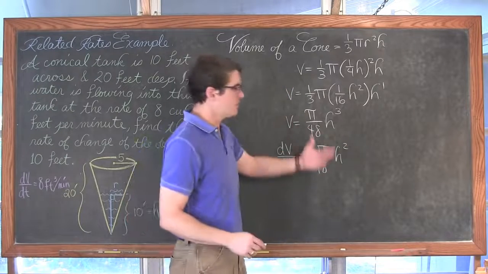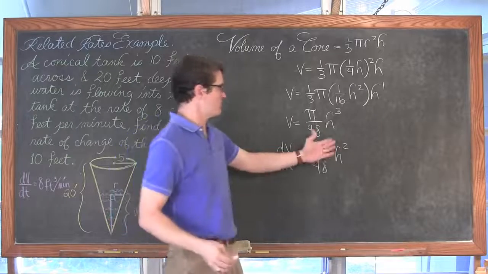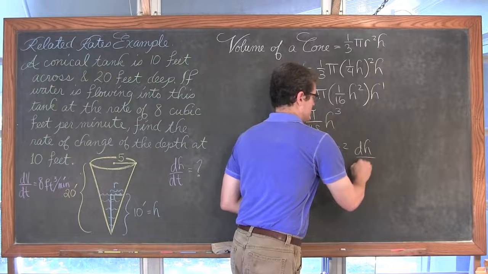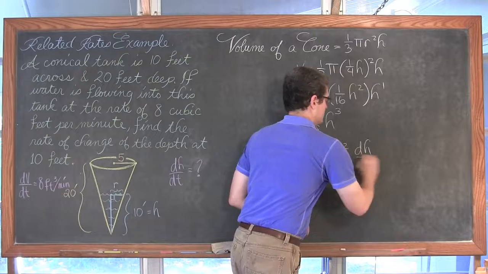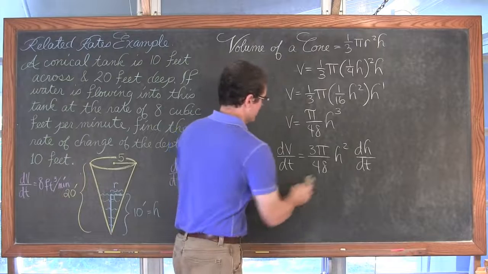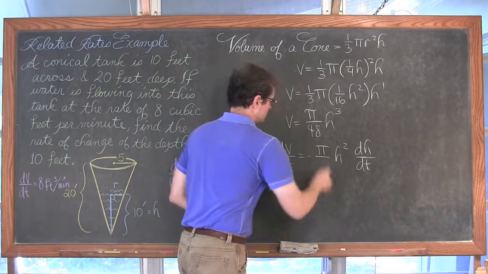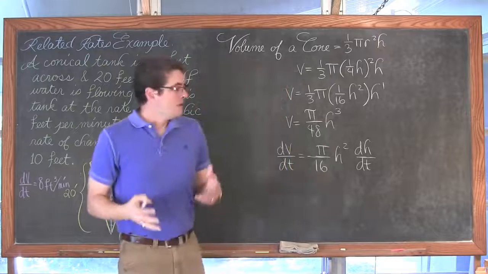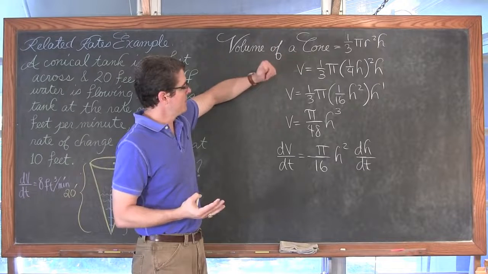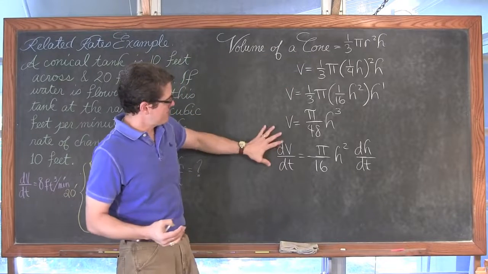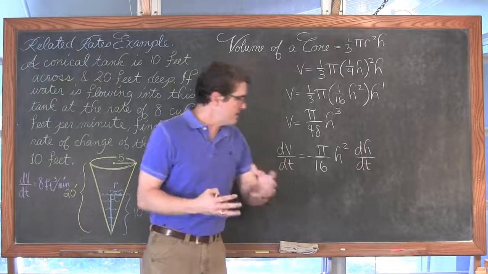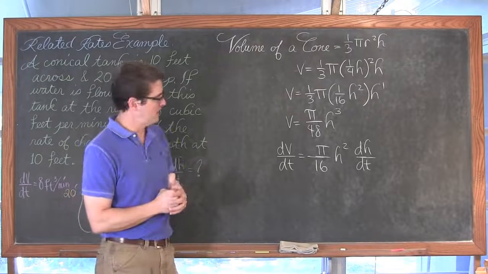And again, we're finding the derivative with respect to time, not just with respect to h. So we've got to multiply by the derivative of that inside function, or that base, which is going to be dh/dt. And that simplifies to be 1 over 16. So let's just do that. Okay, now that I've taken my volume and found the derivative, implicitly if you will, I have the change in volume is equal to pi over 16 times the height squared times dh/dt, the rate of change for the height.